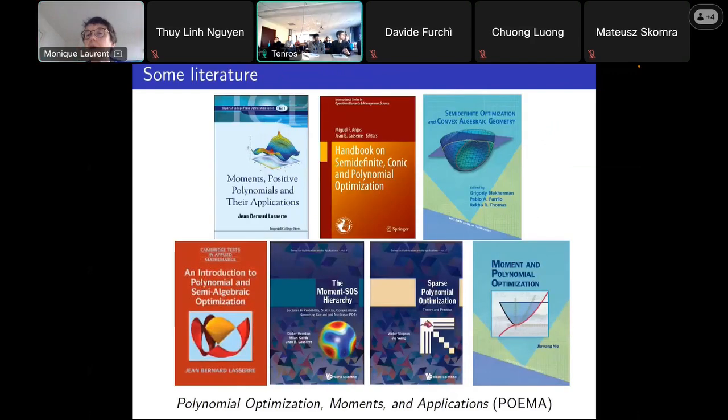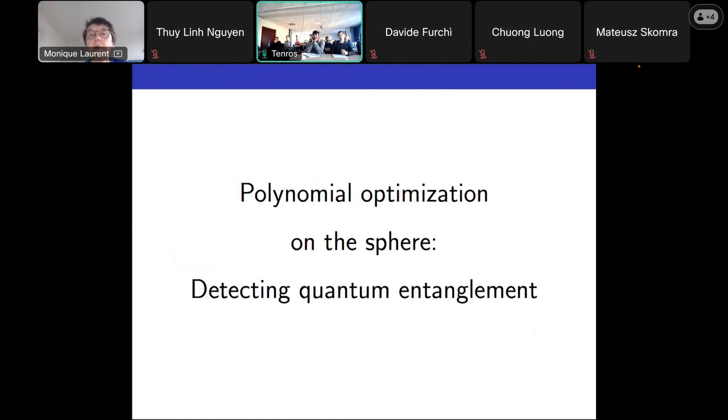Time for questions on the moment and sums of squares. No question? So Monique, there is no question in the room.